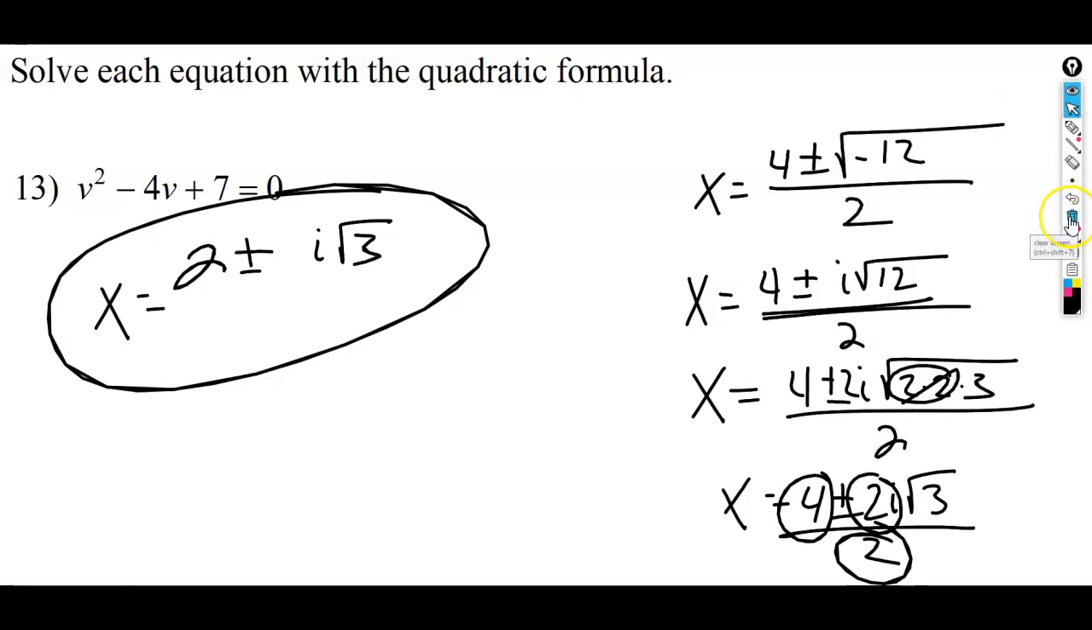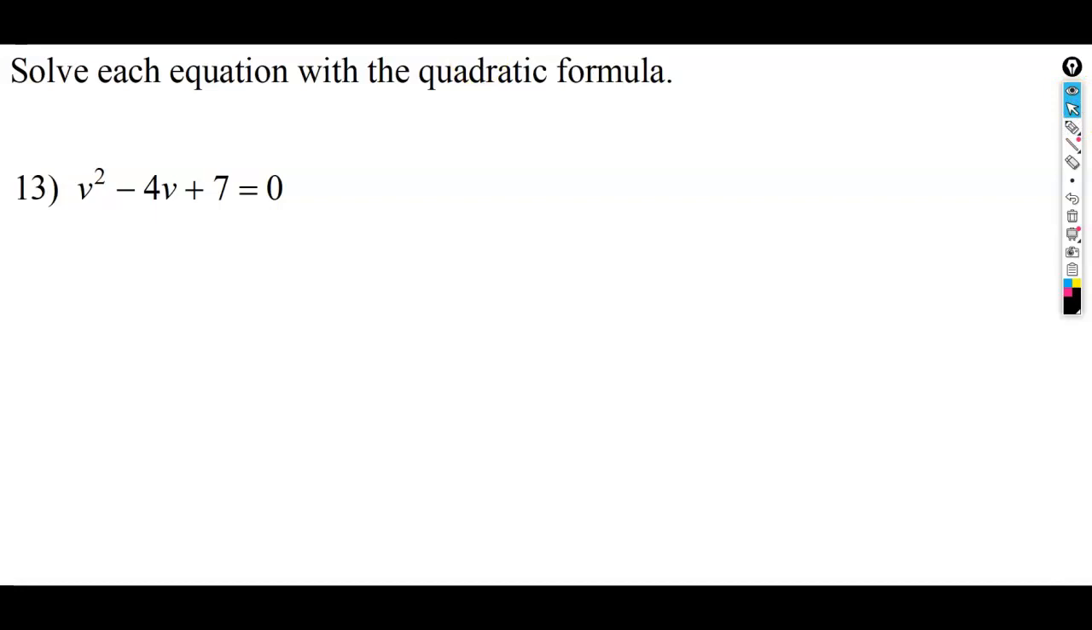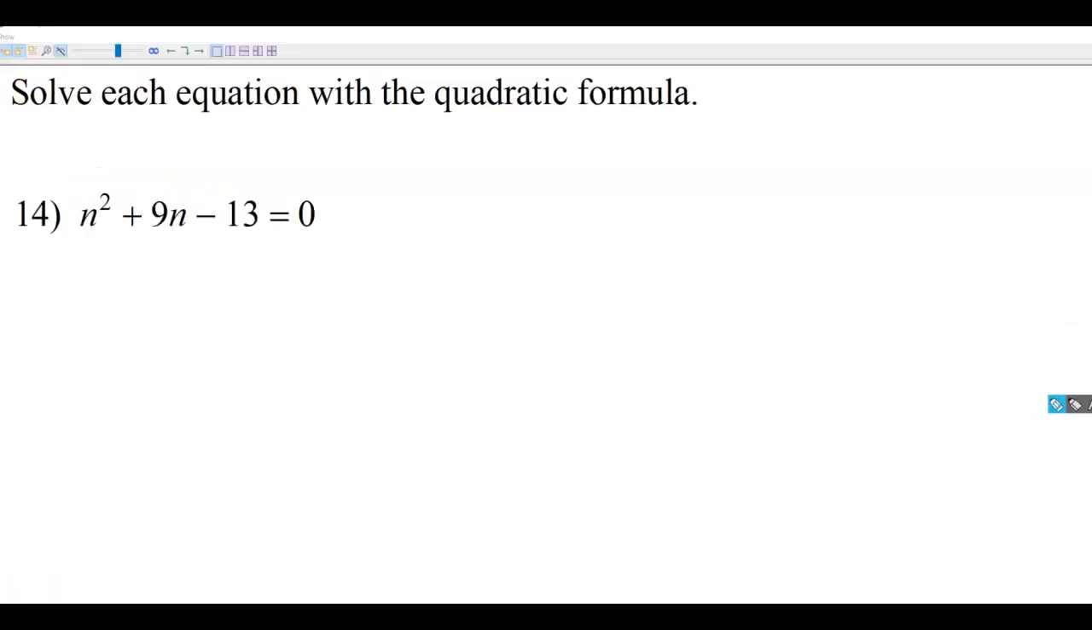We're going to do a couple more of these, and all of them have a little bit of a different twist that happens as you go along solving it. Take a look at another one. Okay, let's take a look at a second quadratic formula example here. So my A is 1, my B is 9, my C is negative 13.